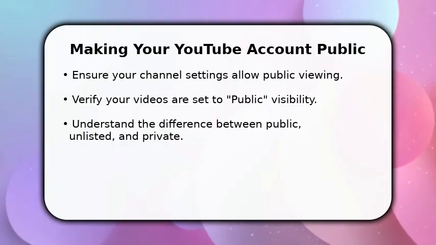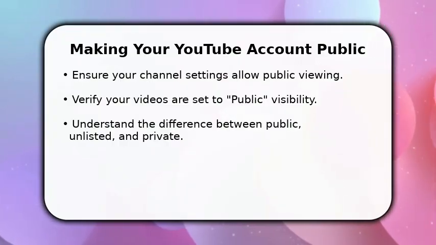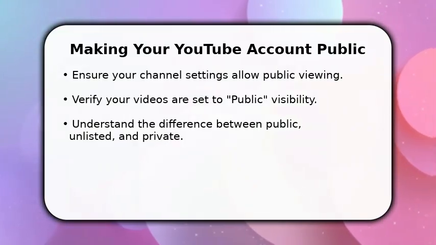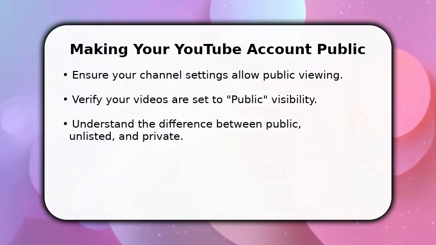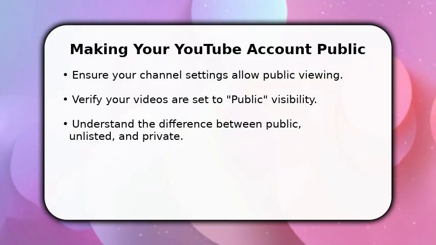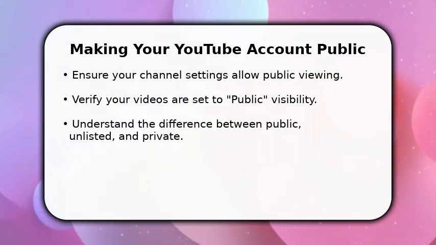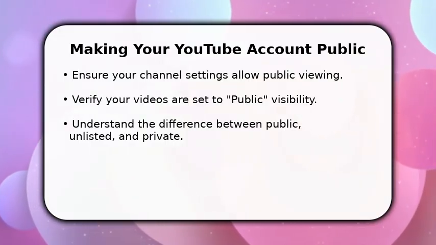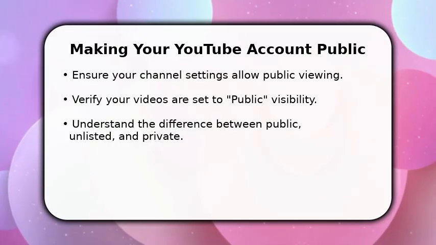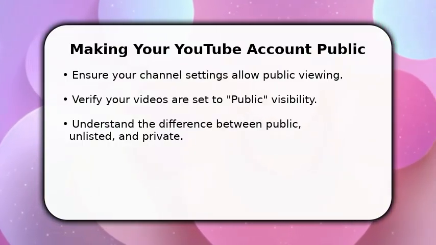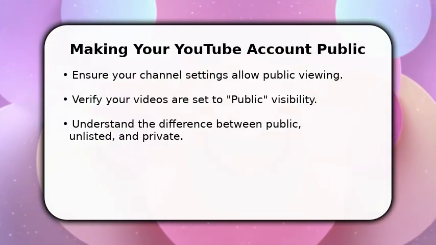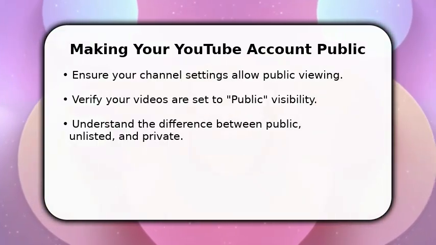Enjoy the video. In this video, I will explain how to make your YouTube account public. First, navigate to your YouTube studio and check your channel's basic info. Ensure your channel is not set to private, which would prevent anyone from seeing your content. Then, review the default upload settings to confirm new videos are automatically set to public visibility. This foundational step ensures your content is discoverable from the start.